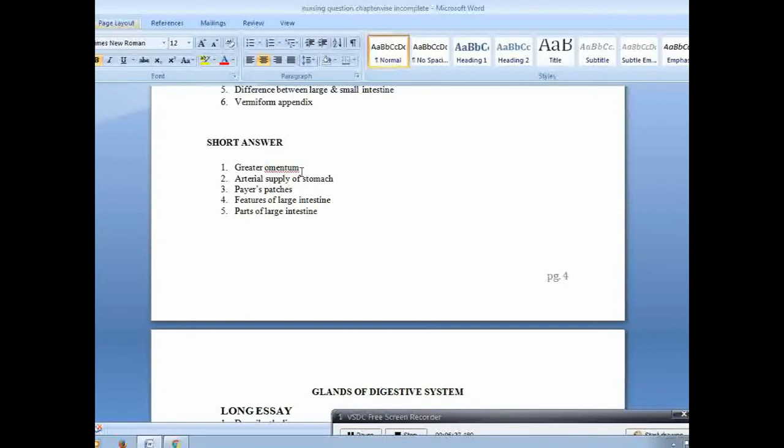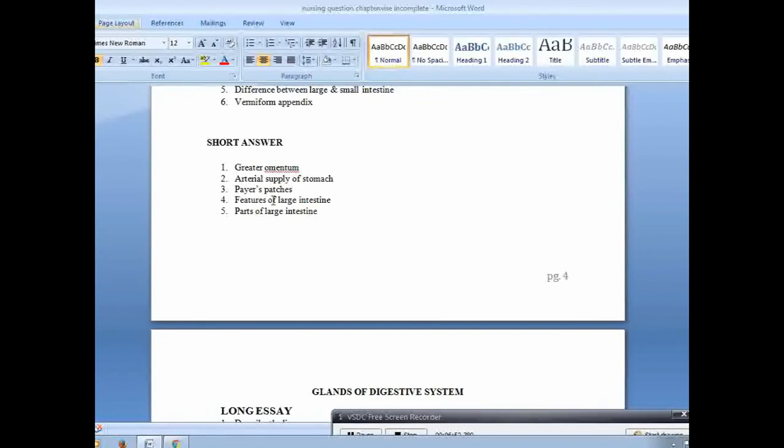Arterial supply of the stomach. It is mainly by the celiac trunk, the divisions of celiac trunk, the branches, left gastric artery, right gastric artery, and they supply; the splenic artery also supplies the stomach. The blood supply of the stomach: mention the supply on the lesser curvature and the greater curvature, which vessels are supplying.